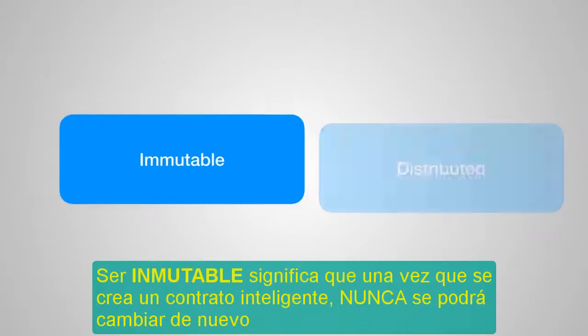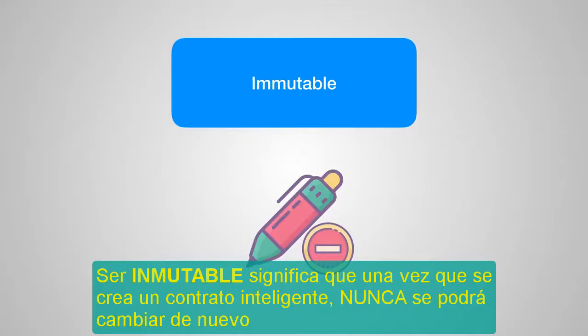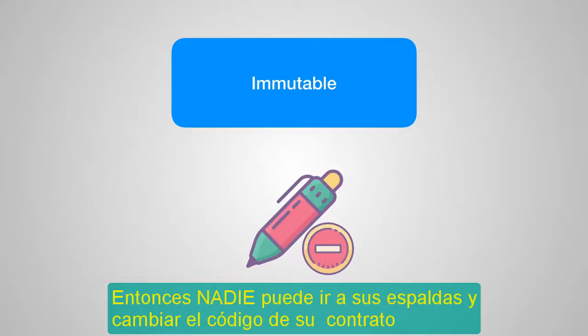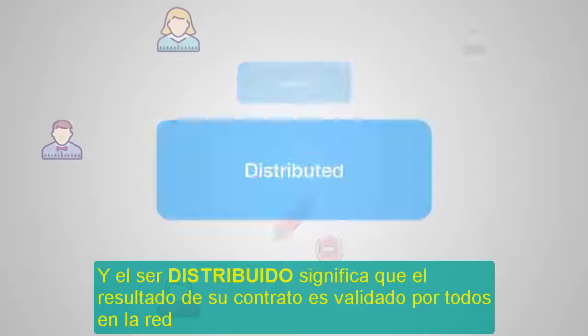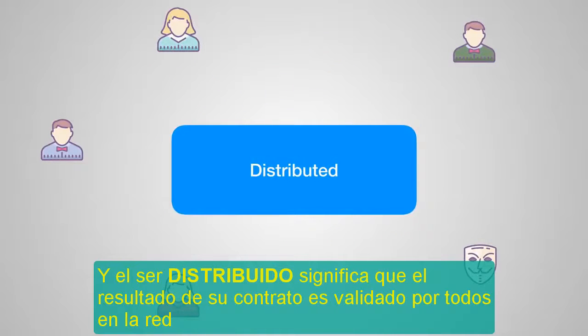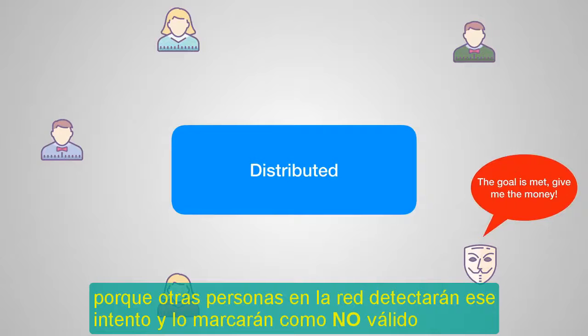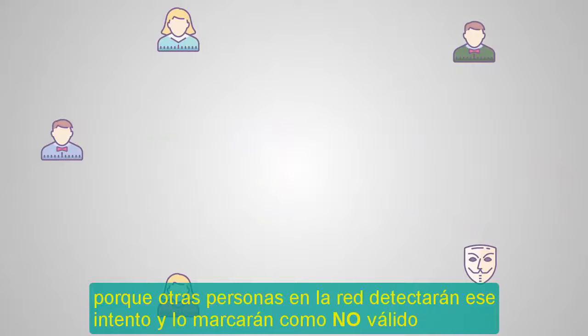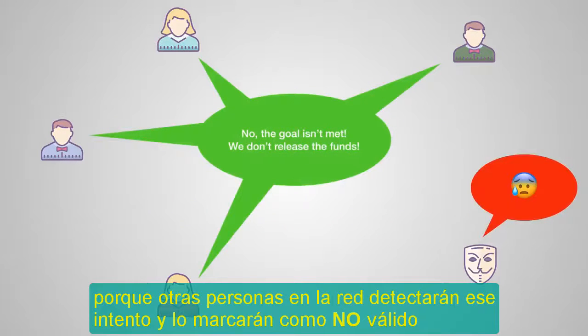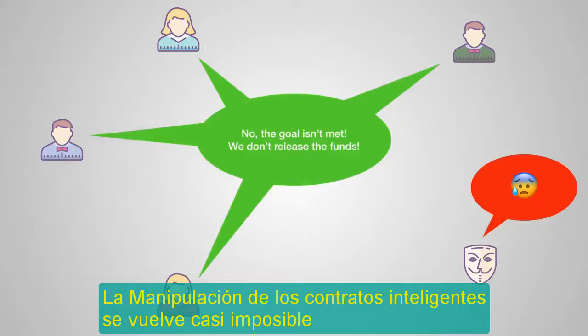Being immutable means that once a smart contract is created, it can never be changed again. So no one can go behind your back and tamper with the code of your contract. And being distributed means that the output of your contract is validated by everyone on the network. So a single person cannot force the contract to release the funds because other people on the network will spot this attempt and mark it as invalid. Tampering with smart contracts becomes almost impossible.